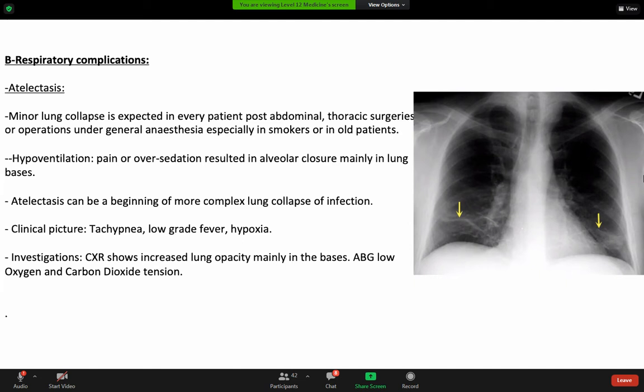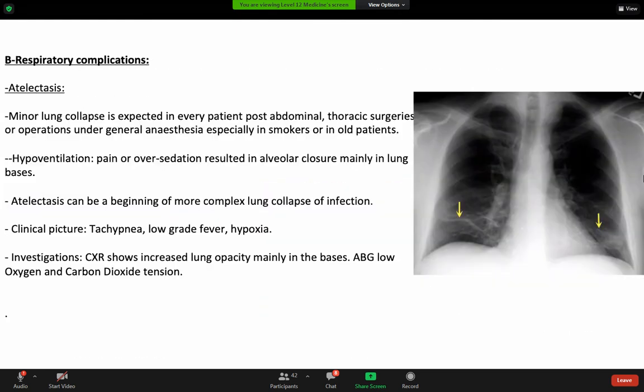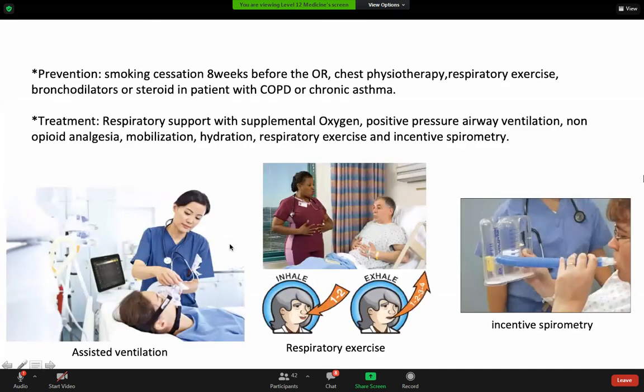Usually we see it on the chest X-ray. We treat it with oxygen and chest physiotherapy. The clinical features are hypoxia, low-grade fever, and tachypnea. Prevention, I mentioned a moment ago: pre-operative smoking cessation is very important, and respiratory exercises. All of these can prevent it, and we treat usually with oxygen and incentive spirometry, early mobilization, and hydration.